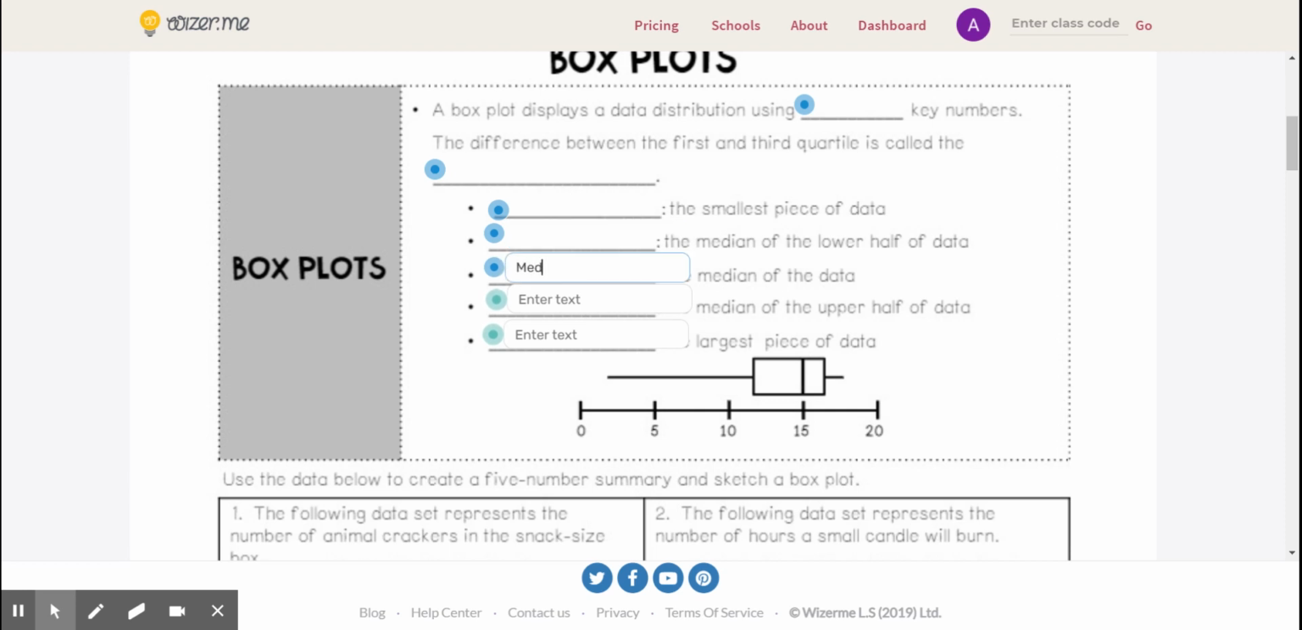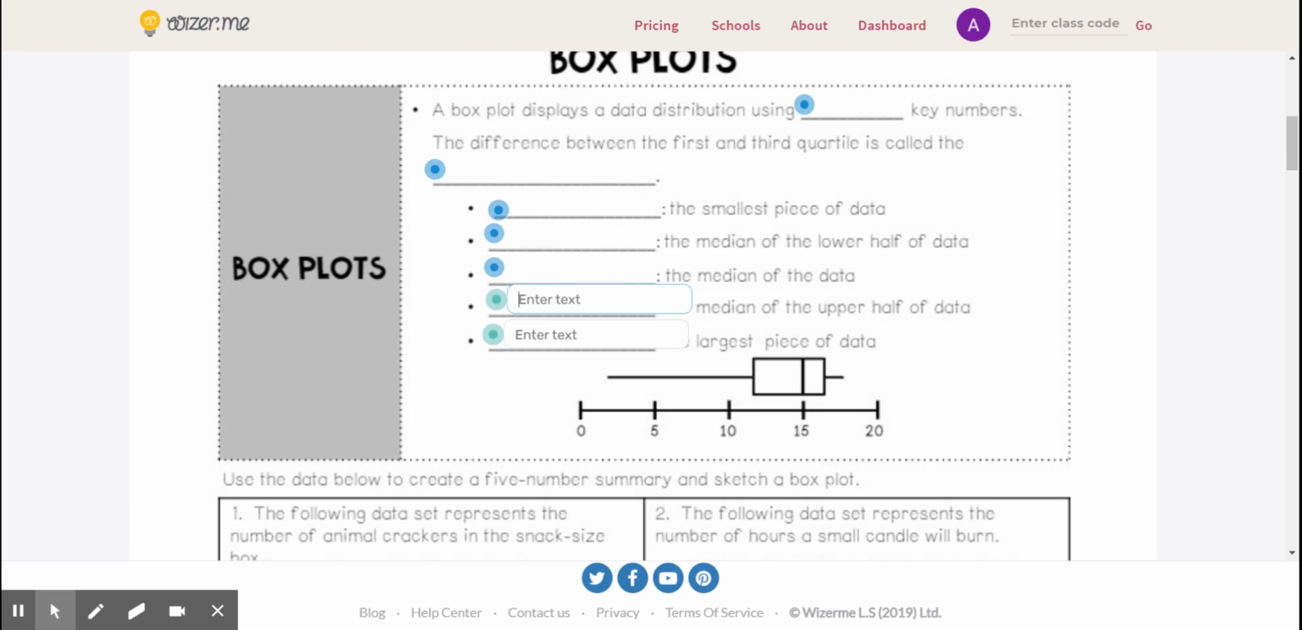Median of the data is simply called the median, and that is the middle number. When I line my numbers up from least to greatest, my middle number is my median. And on a box plot, the line right here represents my median. So for this, my median would be 15.